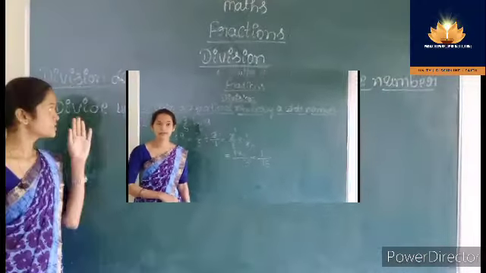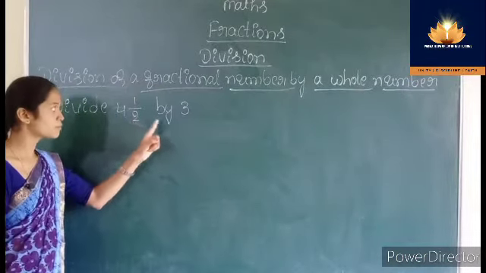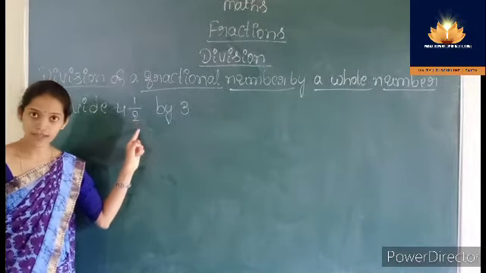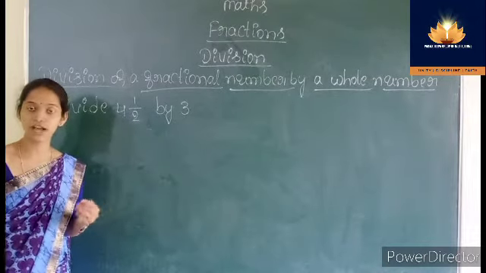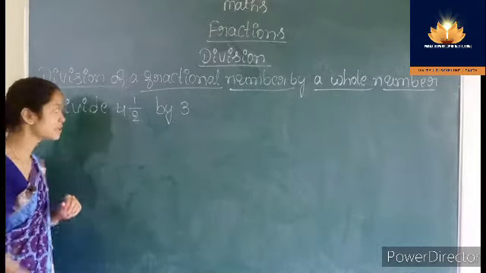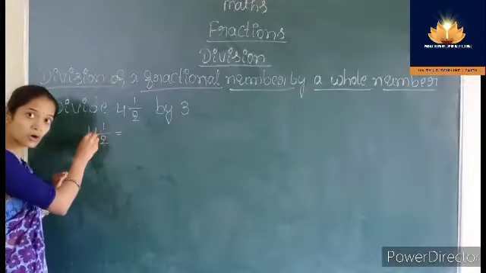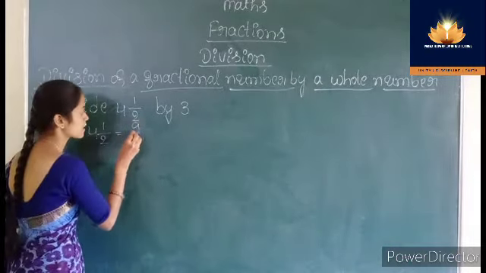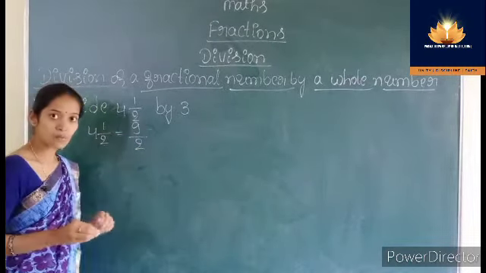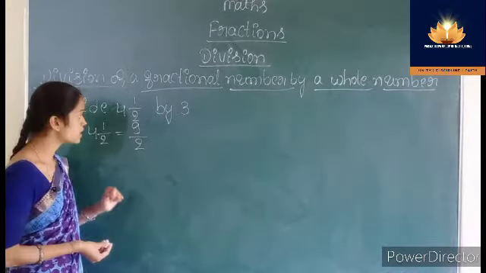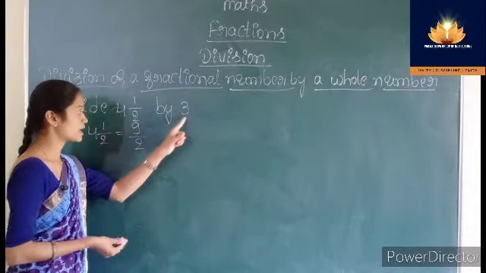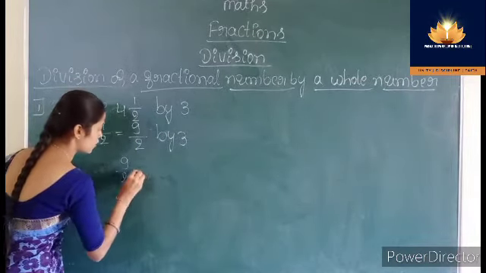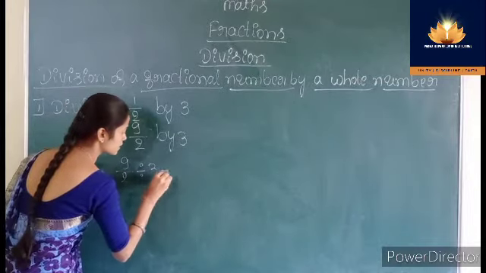Okay, have you understood? Divide 4 1 upon 2 by 3. 4 1 upon 2 is a mixed fraction. We have to convert the mixed fraction into an improper fraction, that is 2 fours are 8, 8 plus 1, that is 9. We get an improper fraction. Now we have to divide 9 upon 2 by this 3, that is 9 upon 2 divided by 3.